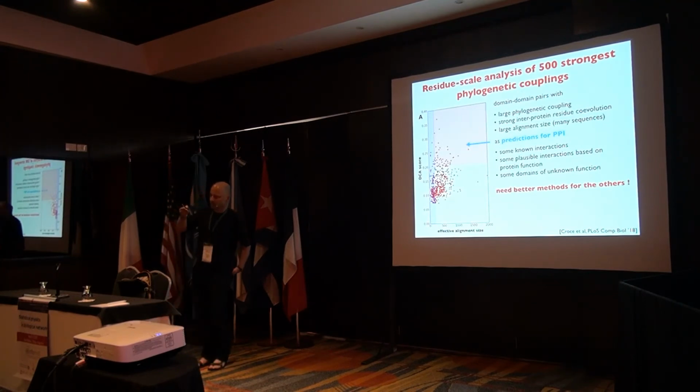So our conclusion or our prediction would now be these are protein pairs or domain pairs where we have this large phylogenetic coupling, so co-occurrence. We have a large interprotein residue coevolution, and we have large data sets. So there we would have some confidence that maybe our predictions are good. It's a quite limited number of points up here.